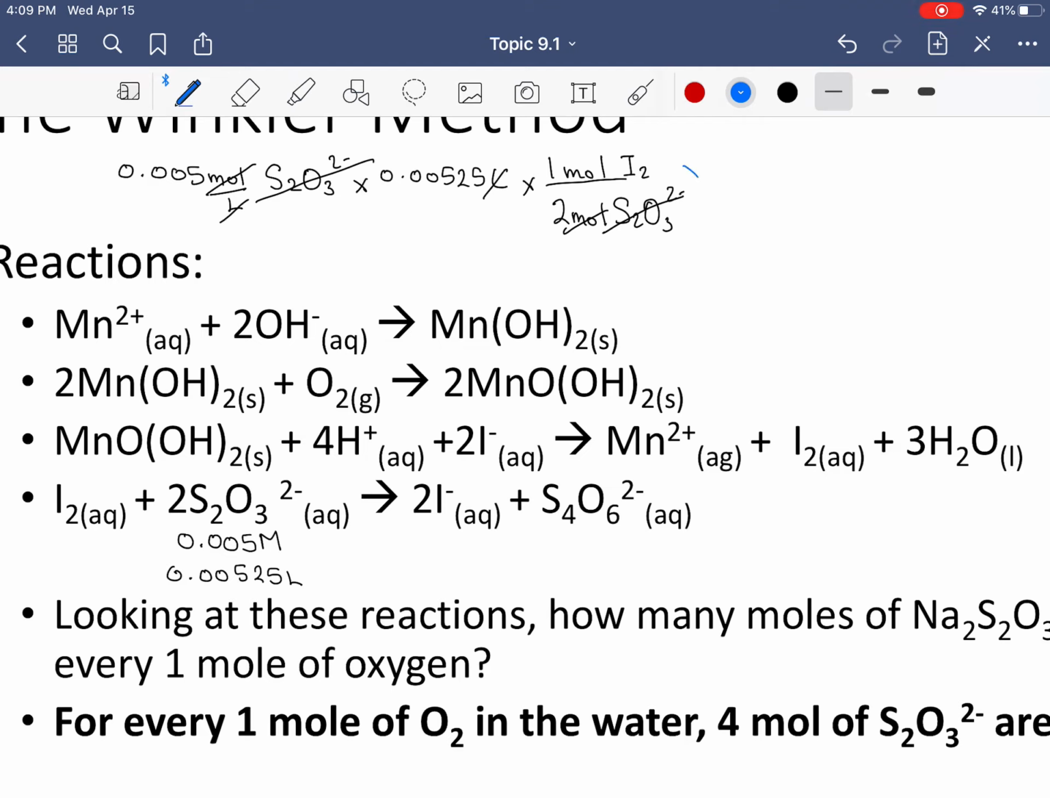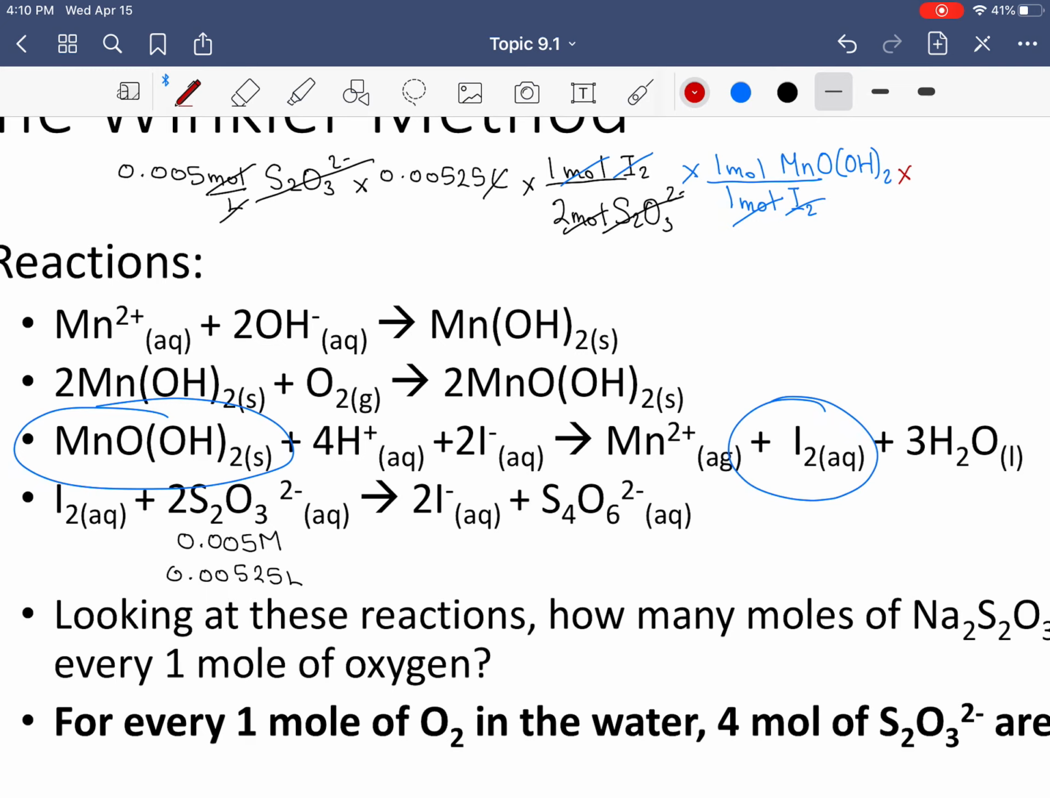Let me show you what I mean. Okay, this and this. For every mole of I2 is equivalent to every mole of this chemical right here. Okay? Mole and mole cancel. I2 and I2 cancel.